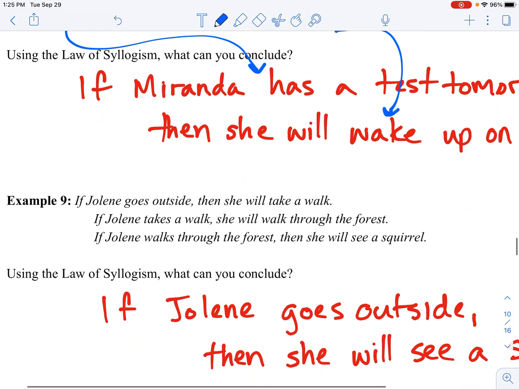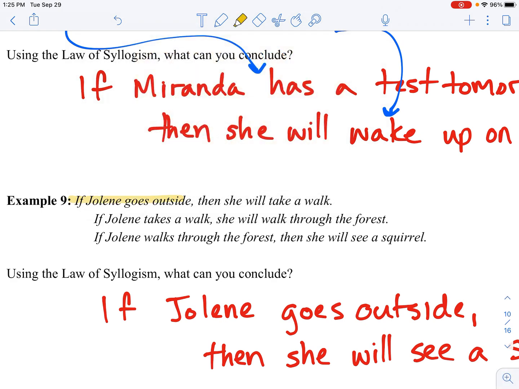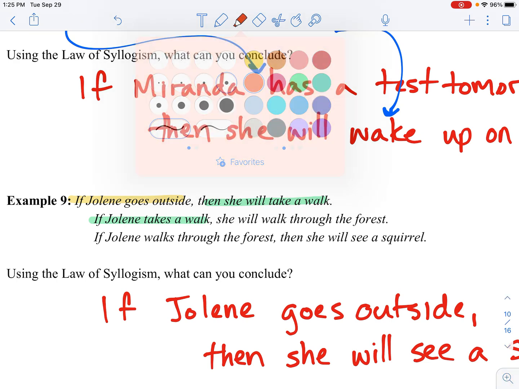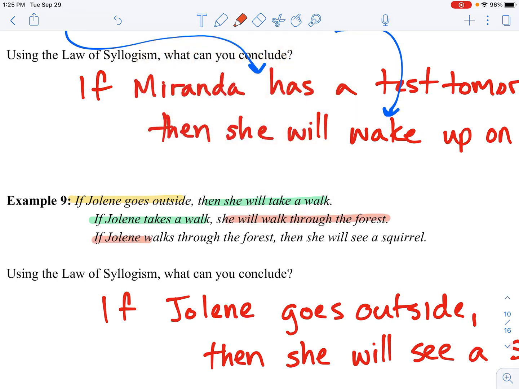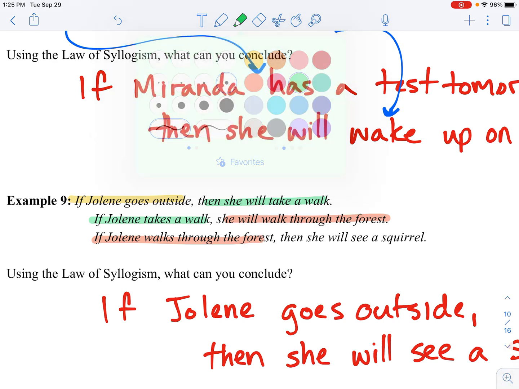We can actually get super fancy with that. If Jolene goes outside, then she'll go for a walk. All right, so we've got, if Jolene goes outside, then she'll go for a walk. If Jolene goes for a walk, she will go through the forest. If she goes through the forest, then she will see a squirrel.